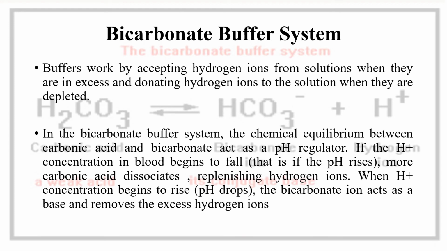Bicarbonate buffer system. A buffer works by accepting hydrogen ions from solution when they are in excess and donating hydrogen ions to solution when they are depleted. In the bicarbonate buffer system, the chemical equilibrium between carbonic acid and bicarbonate acts as a pH regulator. If H plus concentration in blood begins to fall, that is, if pH rises, more carbonic acid dissociates, replenishing the hydrogen ions. When H plus ion concentration begins to rise, pH drops. The bicarbonate ion acts as a base and removes the excess hydrogen ions.